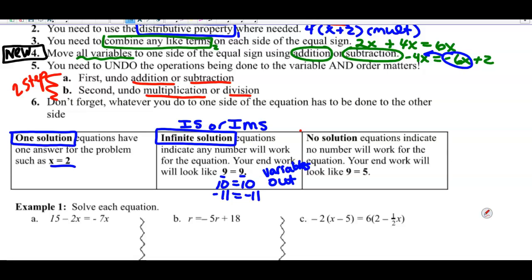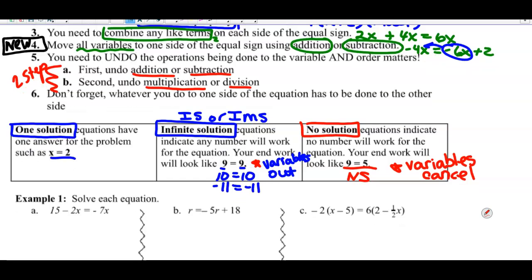The other part is the no solution. So if you're solving this and your variables will cancel out for this type, and you're left with 9 equals 5. Is that true? Ask yourself, and if you say no, the answer is no solution. So if 9 does not equal 5, we call it no solution. So these are the two special types. These are the new ones we're learning and the new step.